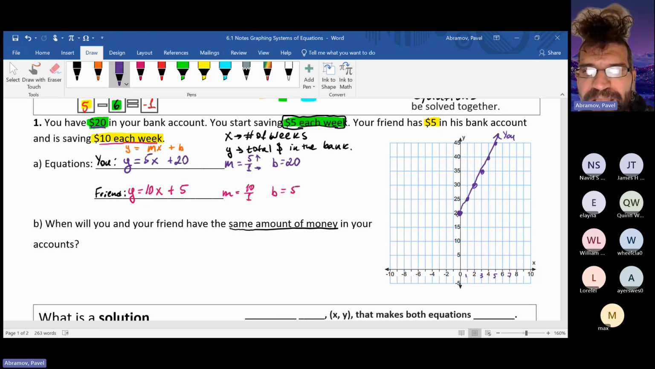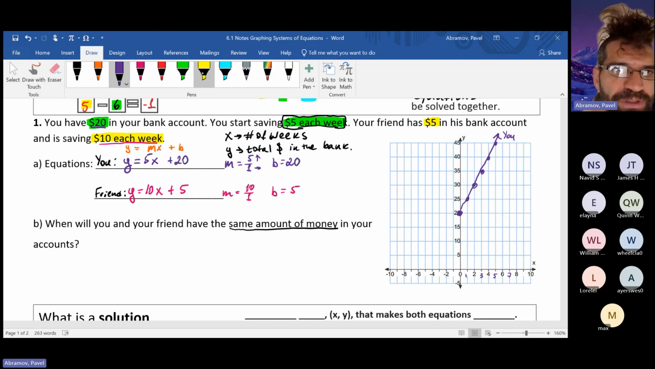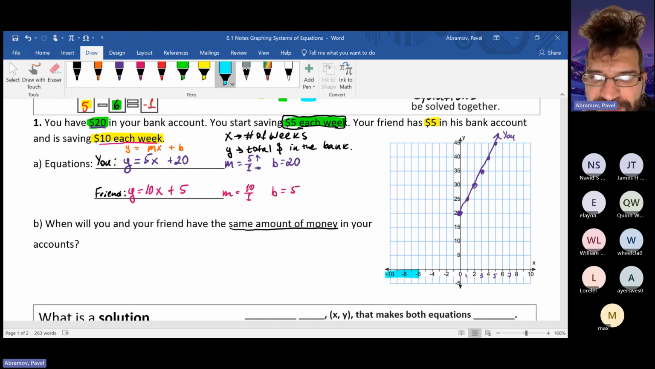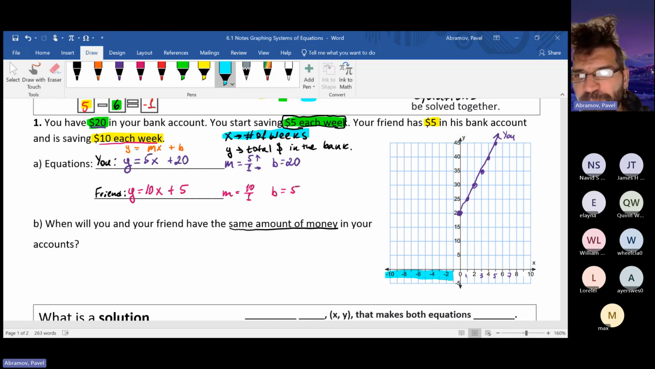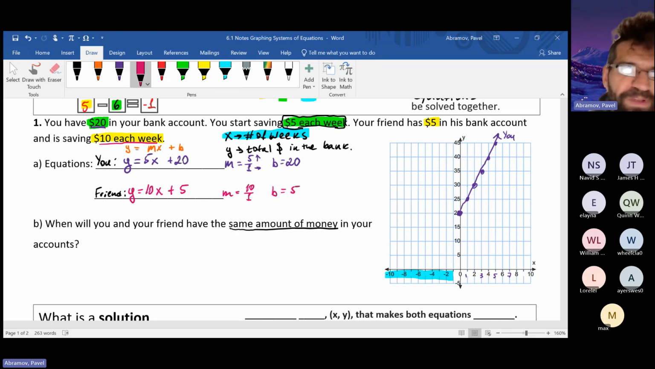Notice I did not draw my line to the left. The reason why I didn't do that is because on the left we have negative values. But remember, our x represents the number of weeks. We cannot have a negative number of weeks, so we don't actually draw the line on the left side. If it was just a regular equation, we would have, but since this is a practical application, we also have to remember the context in which we're working.